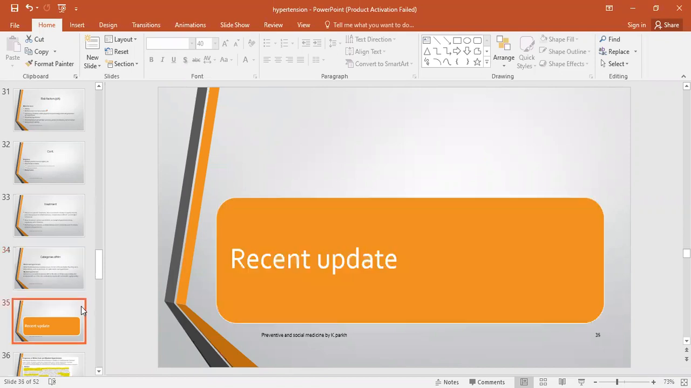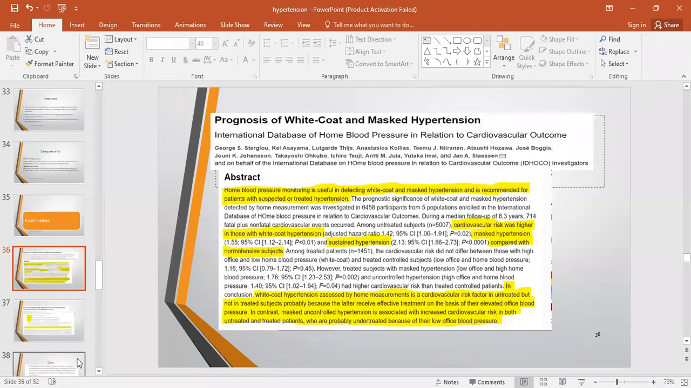Now it's time for the recent update. This is one of the articles about prognosis of white coat and masked hypertension. Home blood pressure monitoring is useful in detecting white coat and masked hypertension and is recommended for patients with suspected or treated hypertension.